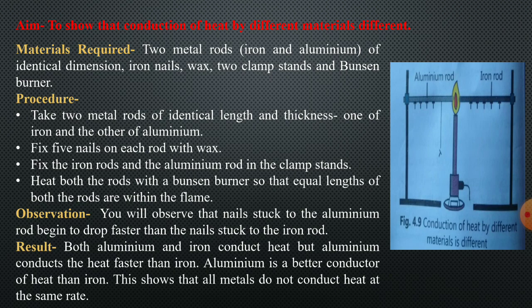After some time, you will observe that the nails which are fixed to the aluminum rod start to drop faster than the nails stuck to the iron rod. So students, both aluminum and iron are metals and they can conduct heat very well, but aluminum conducts heat faster as compared to iron. So aluminum is a better conductor of heat than iron. From this it is very clear that all metals do not conduct heat at the same rate.